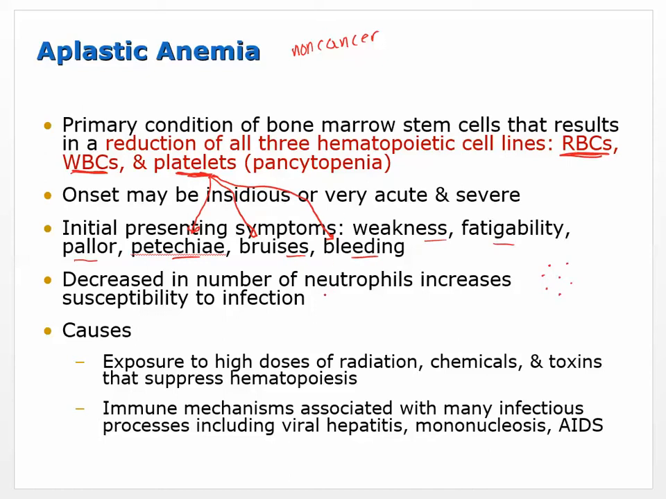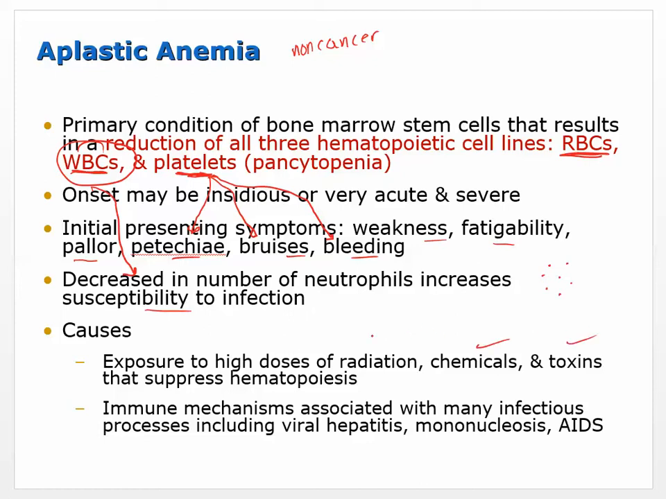So decreased number of neutrophils increases susceptibility to infection. So now our white blood cells are contributing as well. So what causes this? Exposure to high doses of radiation. So even though you can see anemia, anemia certainly happens with blood cancers, but a lot of times doses of radiation, so radiation treatment, can cause this aplastic anemia. It can cause a reduction in the bone marrow's ability to make all of these things.